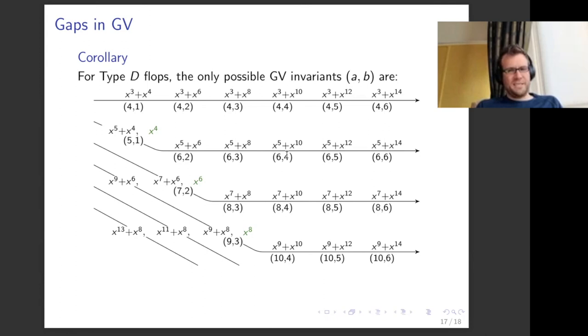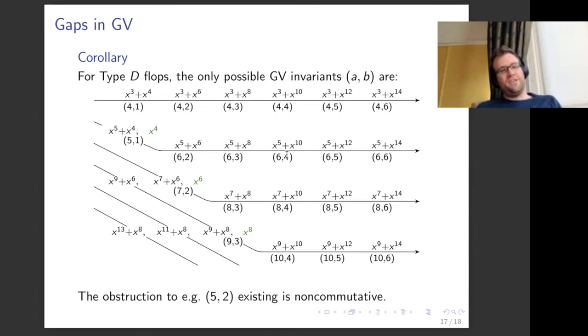And so just to spell out the logic again, what I find remarkable here is, we can say for sure now there is no D4 flop with Gopakumar-Vafa invariants 5-2. And what is the logic? Well, if you could construct such an object, its contraction algebra has to have certain properties. In particular, it has to be on our list. It's not on our list, therefore your geometry example can't exist. And so the obstruction to these gaps in the Gopakumar-Vafa invariants is non-commutative, coming from the contraction algebra.